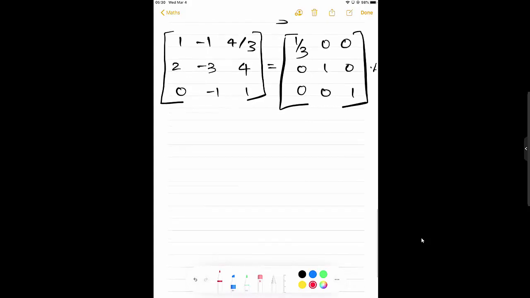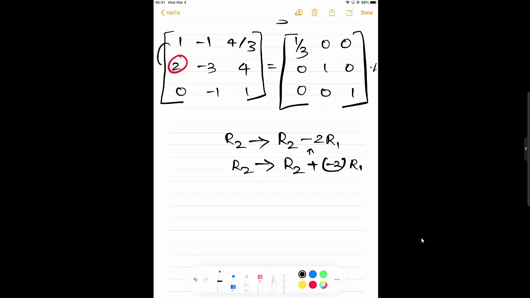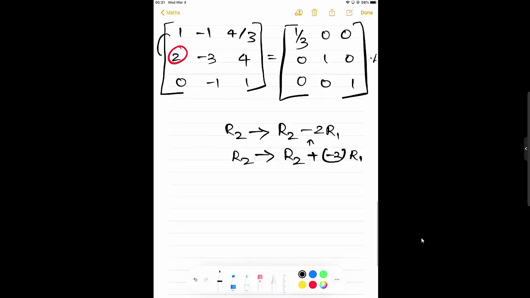The next step, we have to convert 2 to 0. Can you guess what will be the best rule for this? We can do it with the first row. So R2 implies R2 minus 2R1. Multiplying by minus 2 to the first row, you will get the output. And this equation can also be written as R2 implies R2 plus minus 2 of R1. Both are the same. It's up to you, because sometimes students get confused while solving this problem.